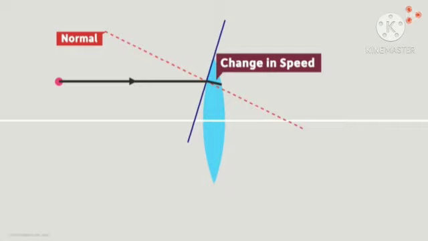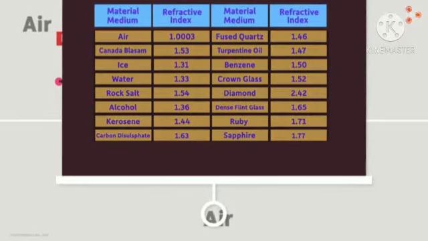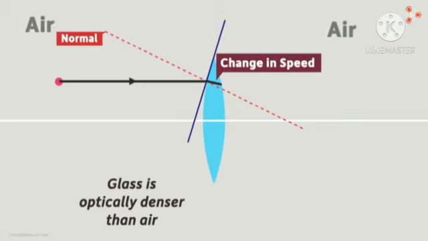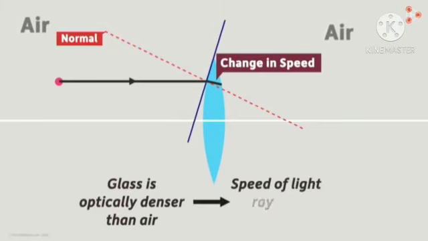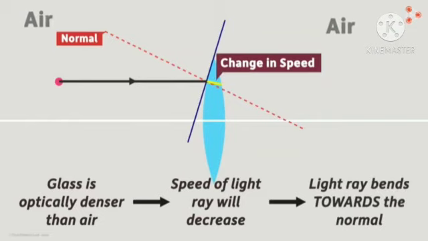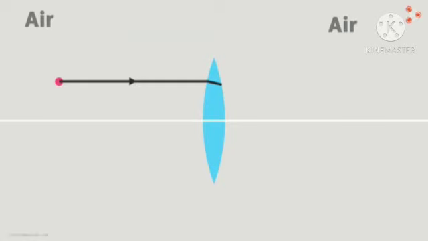Well, that will depend on the incident medium. Suppose this medium is air. So from this table, we can see that the refractive index of glass is much greater than air. This means that glass is optically denser than air. Hence, the speed of the ray of light will decrease in glass, and because of that, it will bend towards the normal.